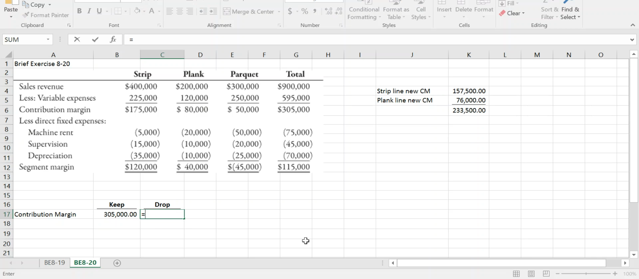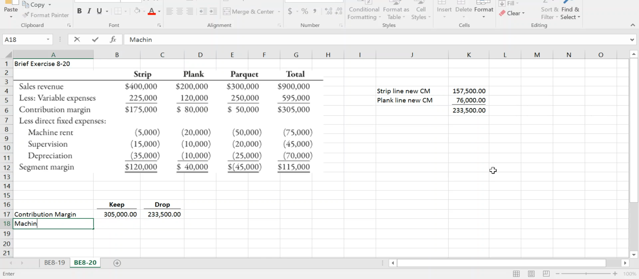If we drop it, however, we get rid of our Parquet contribution margin of $50,000, and we know that the strip line will go down 10% and our plank line will go down 5%. So that means our new contribution margin, which we calculated over here, would be that $233,500. We then have to look at those expenses.